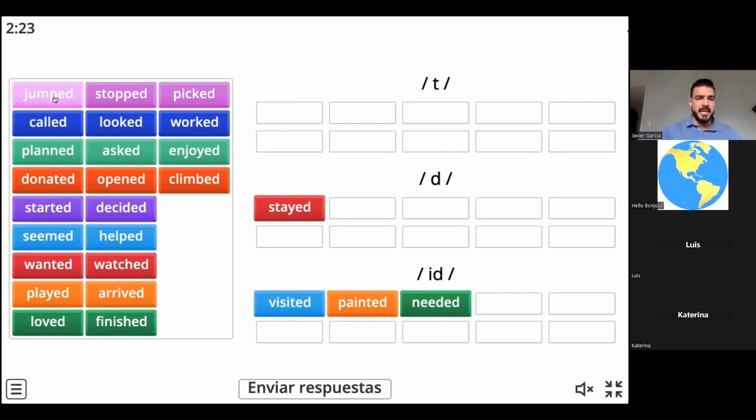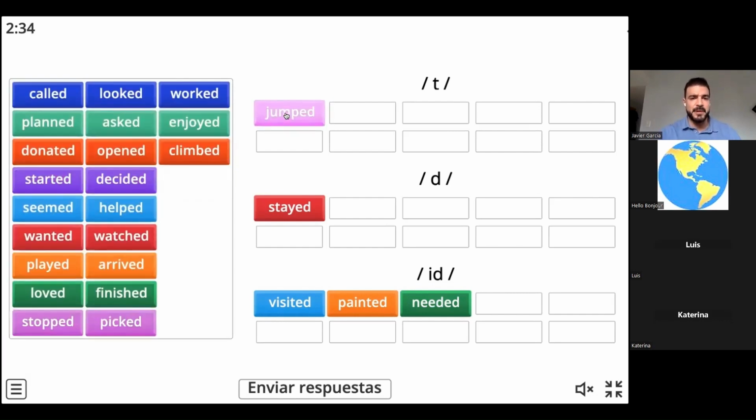Okay, so now, what about the word jumped? Jumped. It has a P at the end. Where do I put it, Luis? Jumped. T, jumped. Has T, that's right. It has that T at the end that we were practicing, right? Jumped.